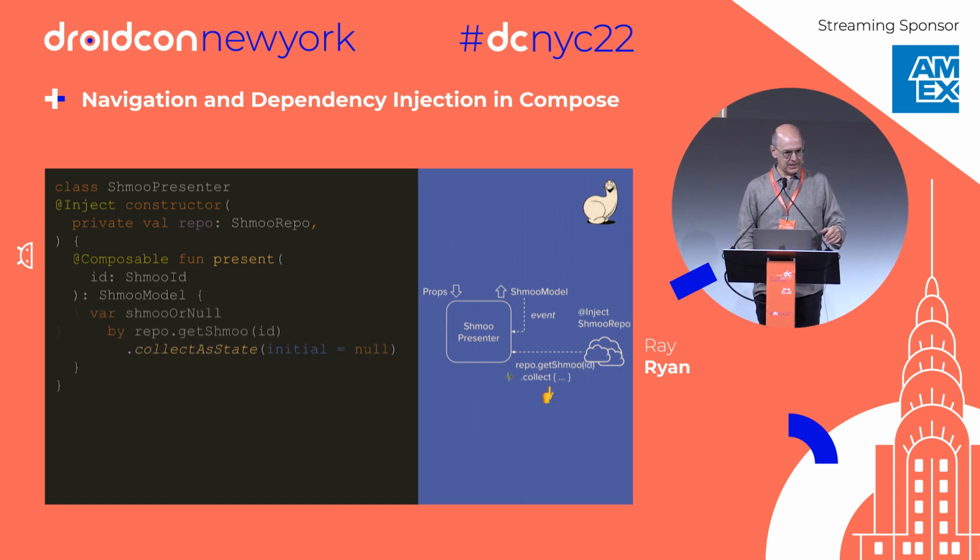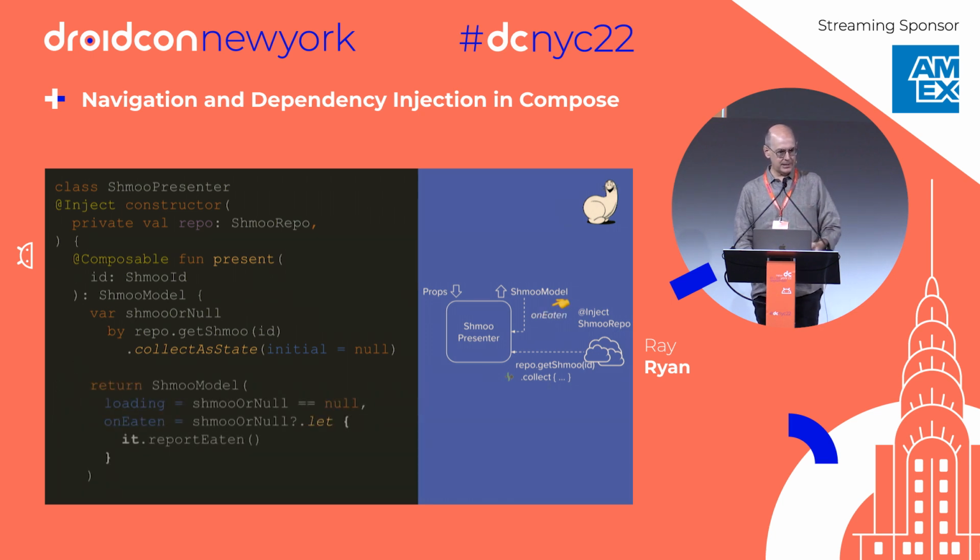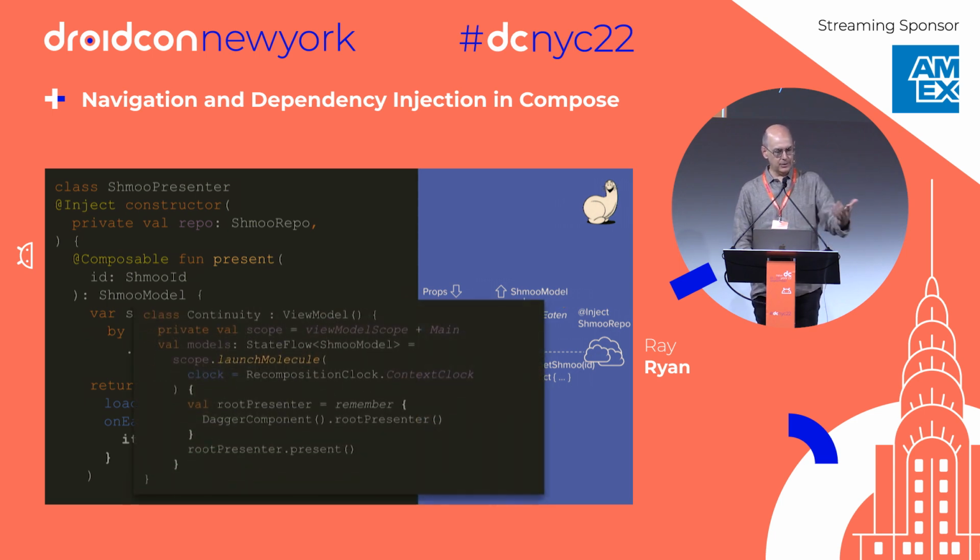Anyway, we've injected this thing, and now we need to actually collect from the flow. So we do the usual thing. We get a flow of shmoo data based on the ID. We collect it as state, and we're able to render our model, which is loading if we haven't had a shmoo, and if we do have a shmoo and it hasn't been eaten yet, then we'll go ahead and provide an eat function, and like that.